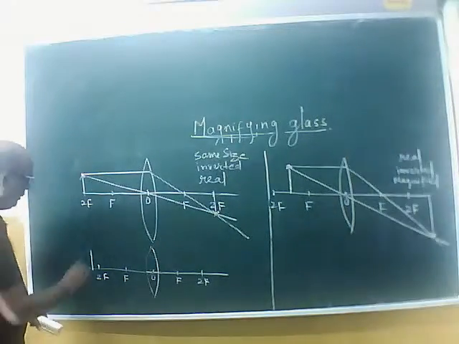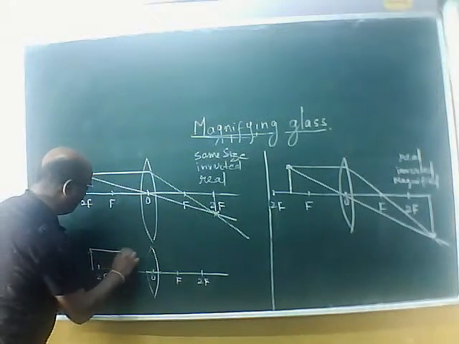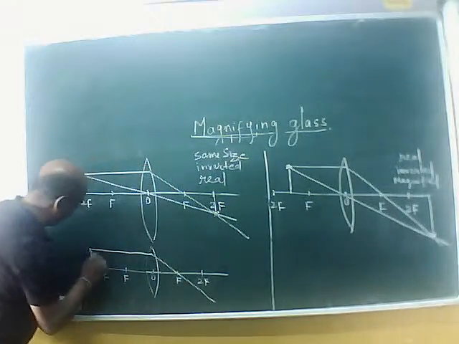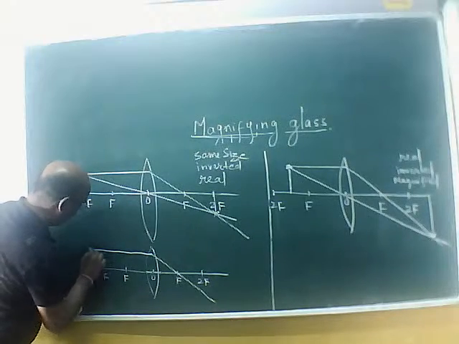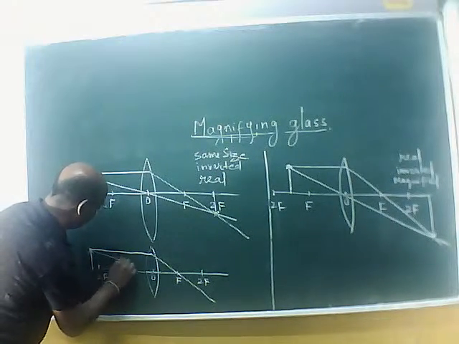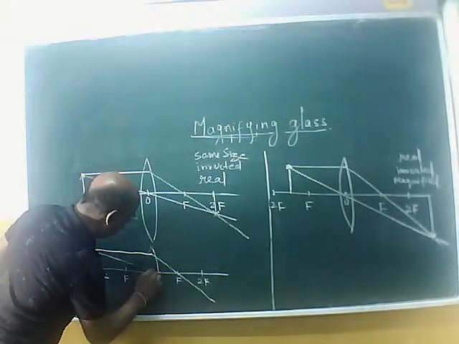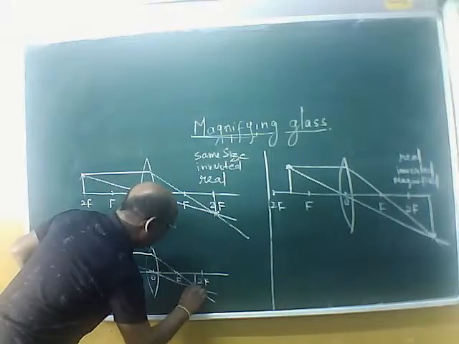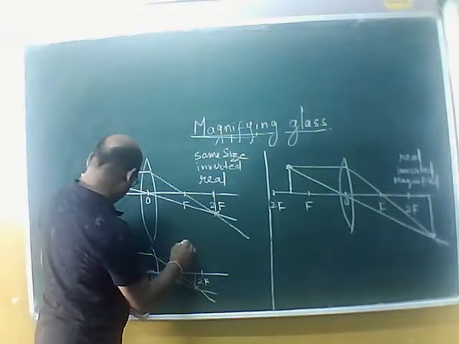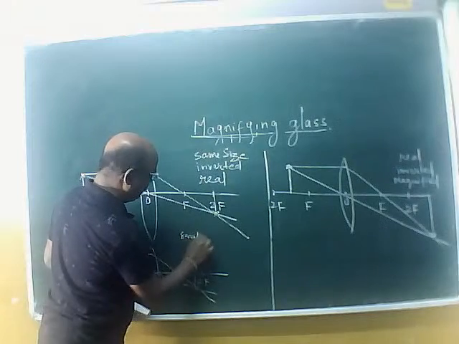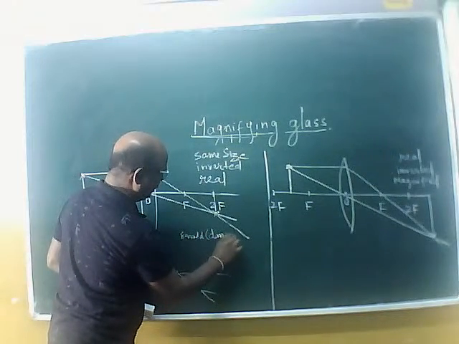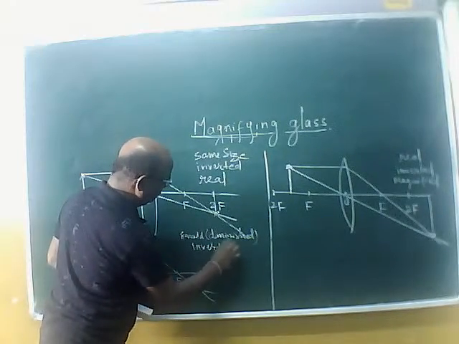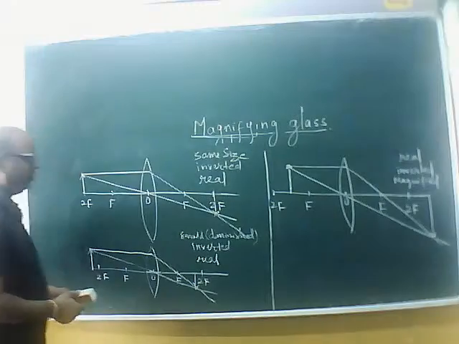So what will happen? The ray will go parallel, will bend, will refract. After refracting, it will pass through f. The other ray will pass through the optical center, and they will meet here. So between f and 2f, we will find the image is formed, which is small. That is a diminished image. Diminished, inverted, and real image will be formed.